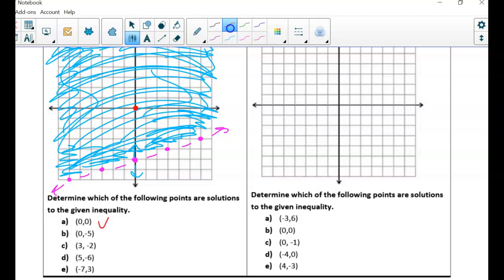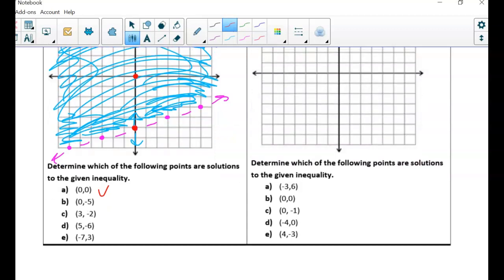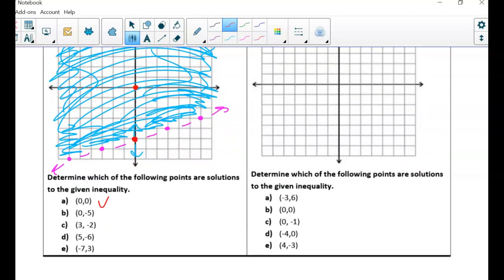We're going to test that in a second. 0, -5, that's the one that's on the line, so let's hold off on that one, we'll come back to it. 3, -2. Would that be a solution? Yes. 5, -6. No. It is not in the shaded area, so that cannot be a solution. And then -7, 3. Yes.